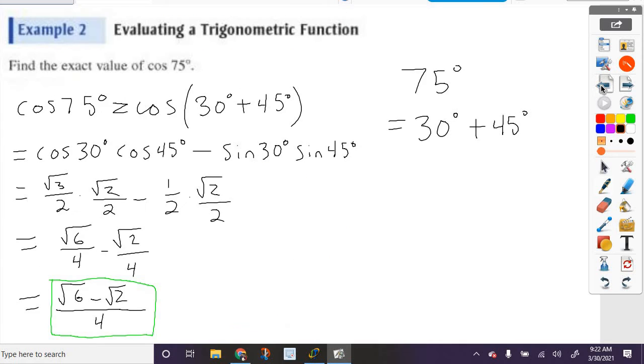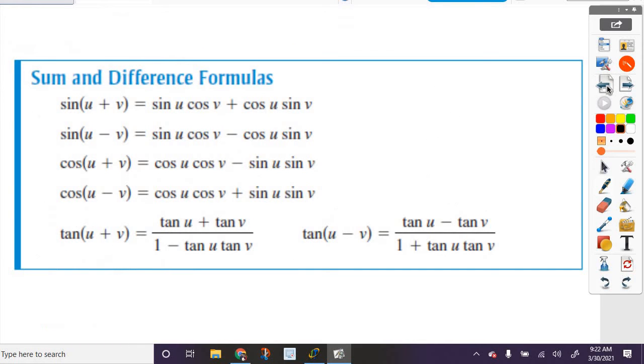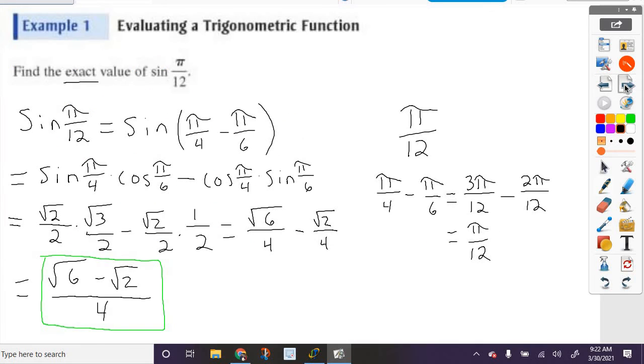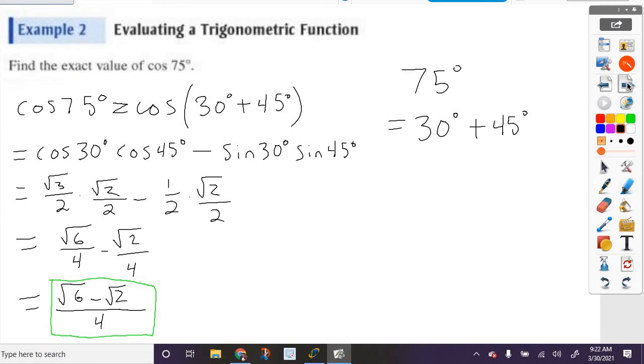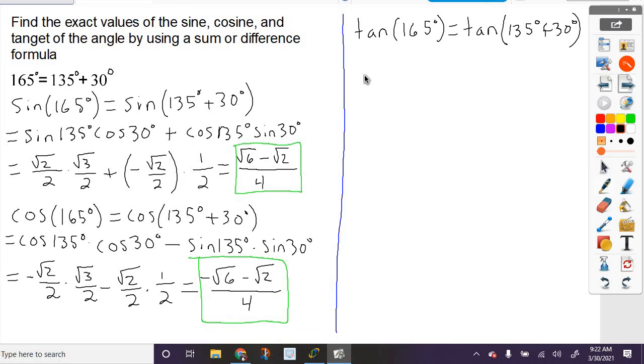So we need to go back to our tangent formula and see, oh, okay, look, I'm adding here. So I'm going to have tangent of u plus tangent of v all divided by 1 minus tangent of u times tangent of v. So in this case, my u is going to be 135 degrees. My v is going to be 30 degrees.